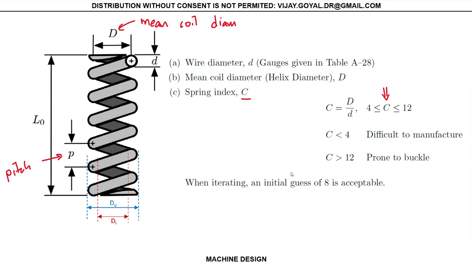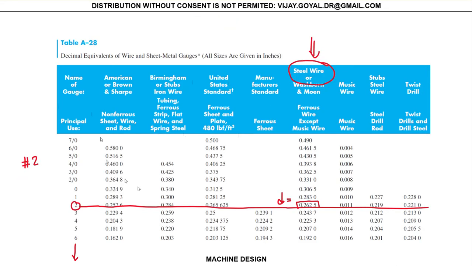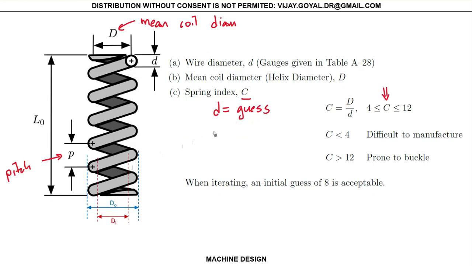And how does this work? Well, you're going to have an initial D as a guess, and that guess is going to come from this table. Any guesses should come from the table, don't use an arbitrary number, just go for the table itself. Then you say D is equal to C times D, so now you have this.